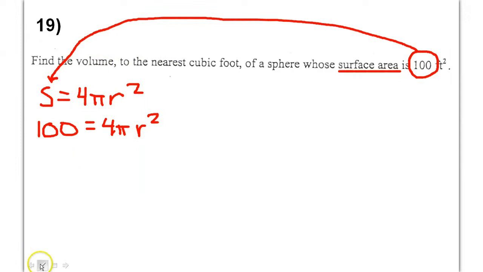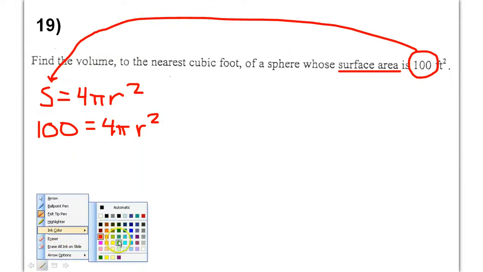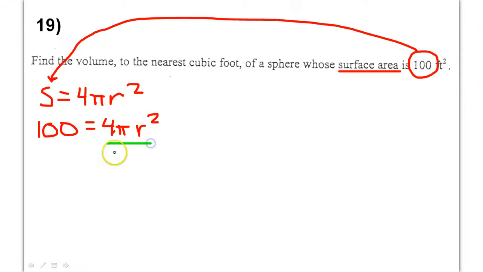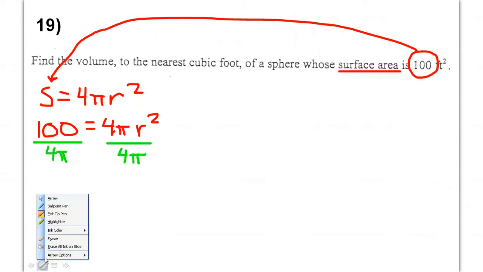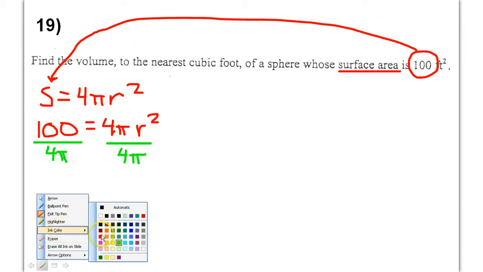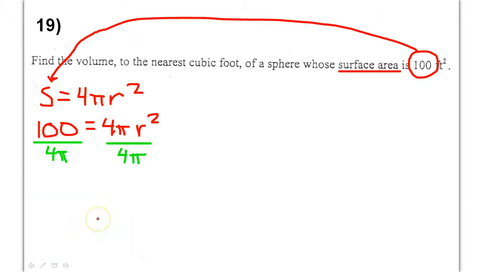So let's see, if I want to get r by itself, it's time to divide both sides by 4 pi. Divide by 4 pi, divide by 4 pi. Okay, now some of you would put a decimal right now. I encourage you to not put a decimal until the end, if you can avoid it. Will you still get the right answer if you do a decimal right now? Probably. You'll just be a little off because of rounding error.